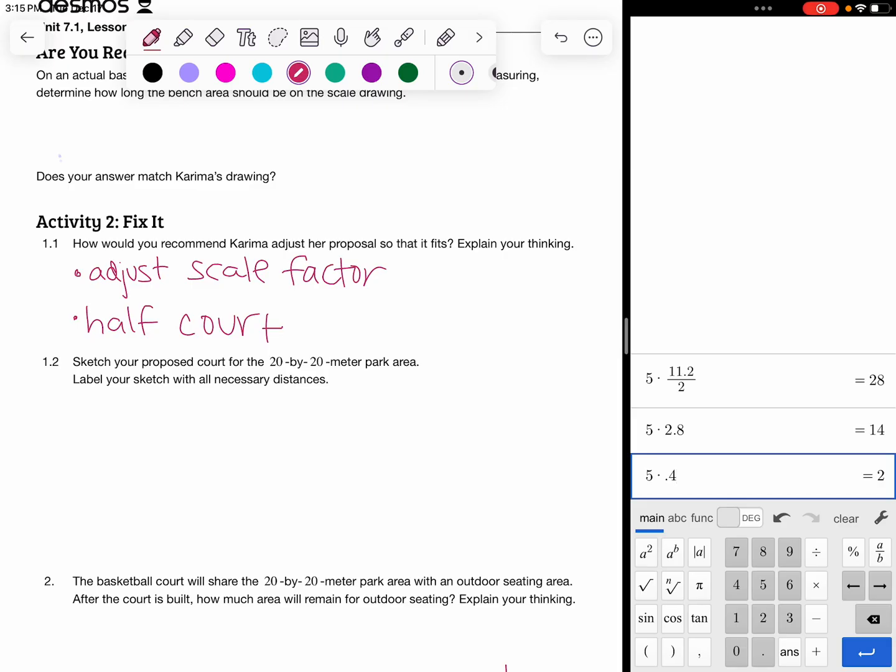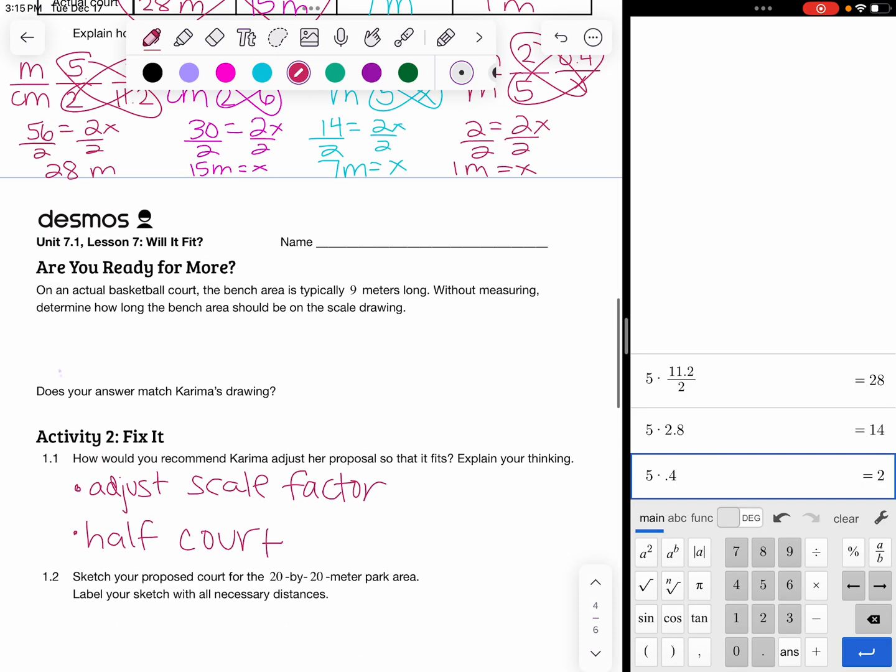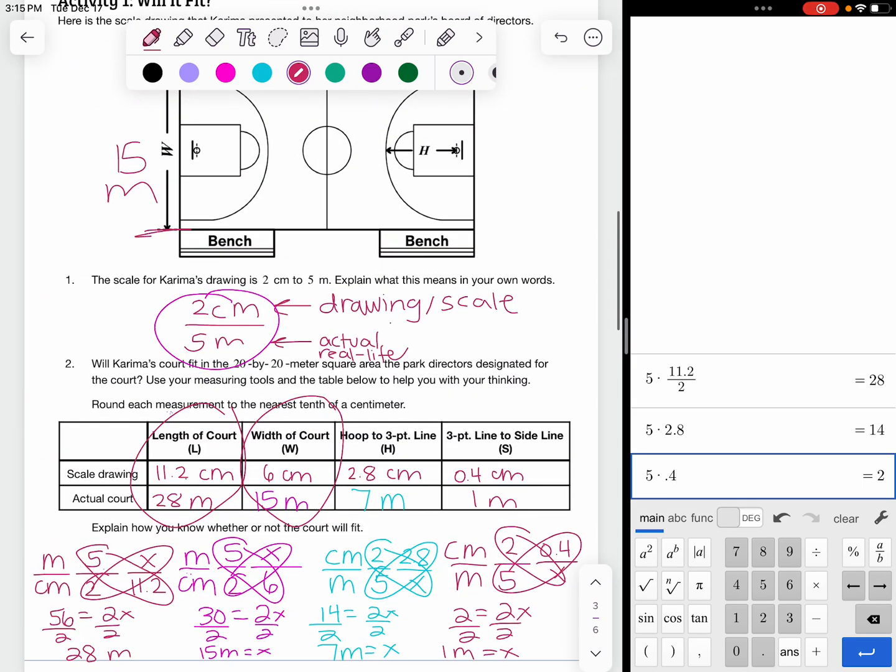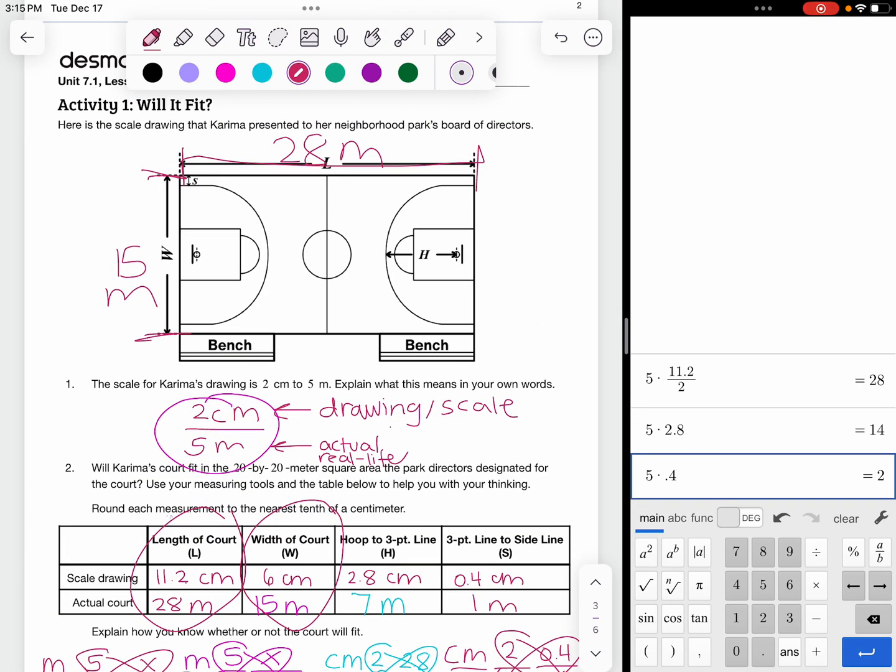All right, so then in our second one, it says, sketch your proposed court for the 20 by 20 meter park area. Label your sketch with all the necessary distances. So for this one, we're just going to do a very brief sketch. Let's pretend that we're just going to adjust our scale factor. So instead of it being this 28 meters long, what if we adjusted it and multiplied it by a smaller number?